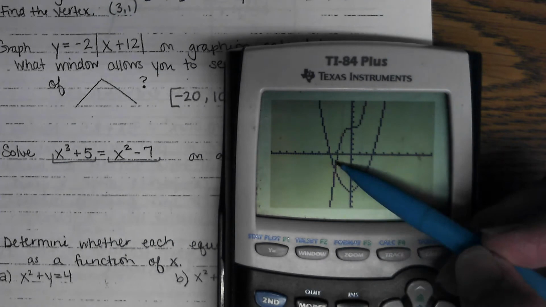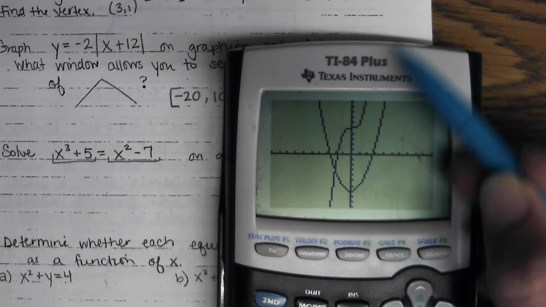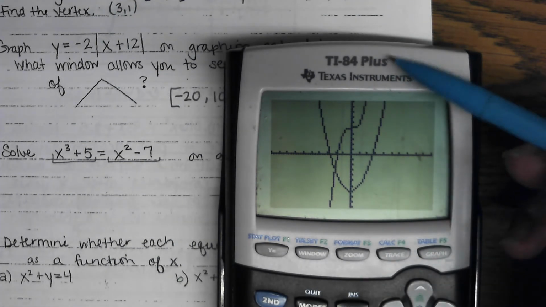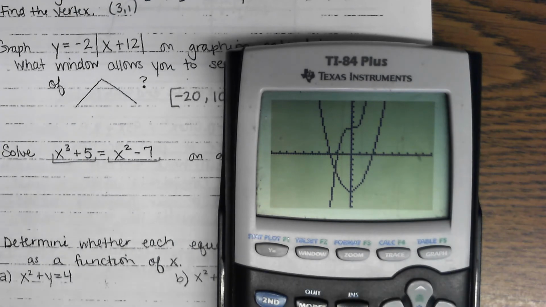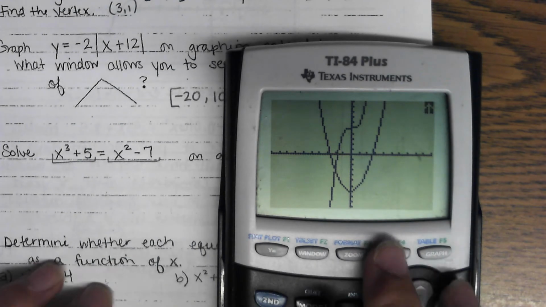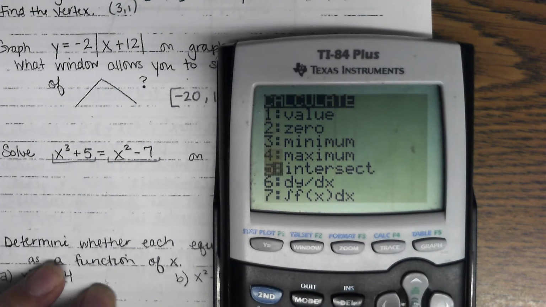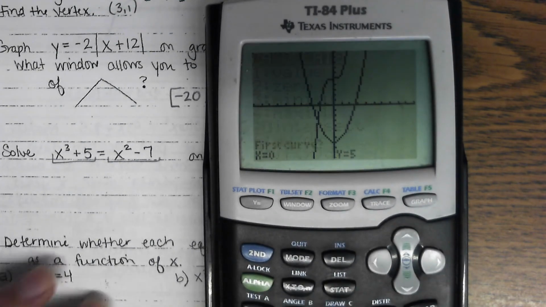Now, they cross once that I see. I don't see this one, but it might be there. I'm going to go up and look for that a little later, but let me find this one quickly first as long as I have it on my screen. Second trace again, this calc menu. Option 5 is intersect. We want to use that a lot.